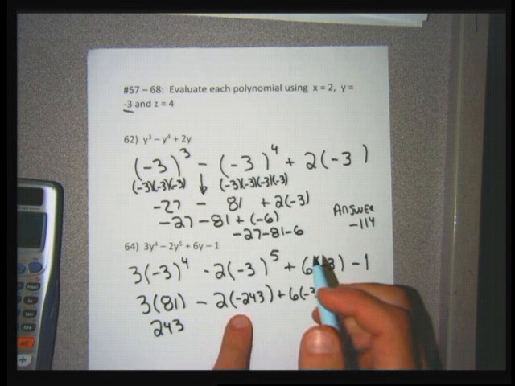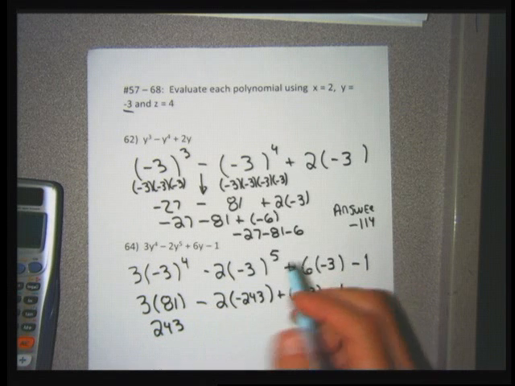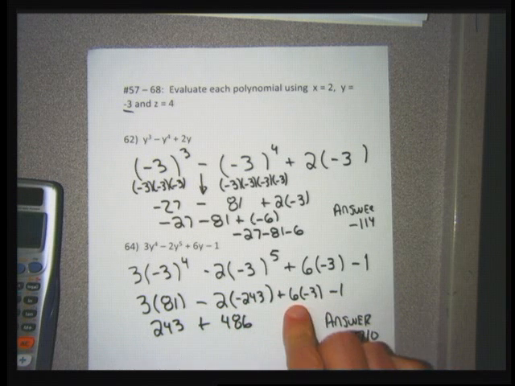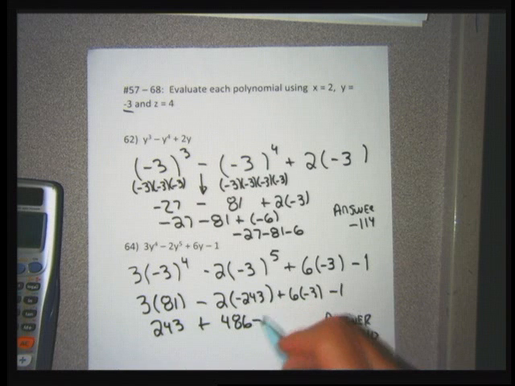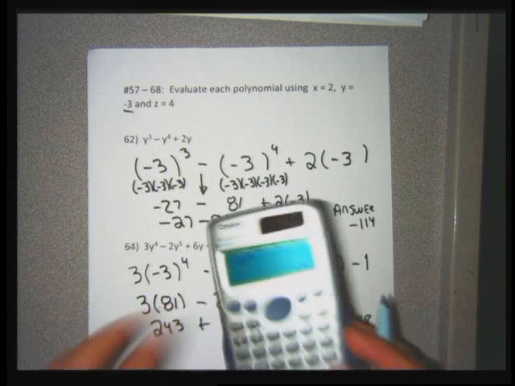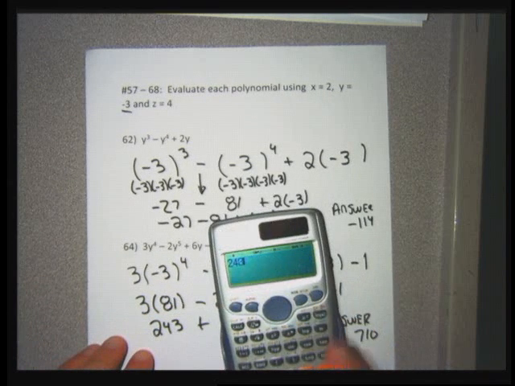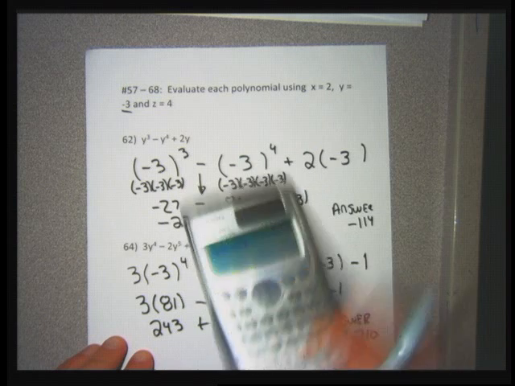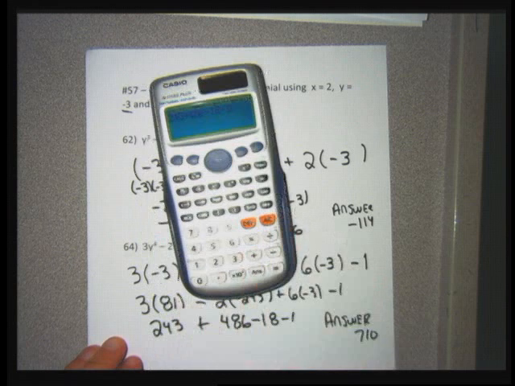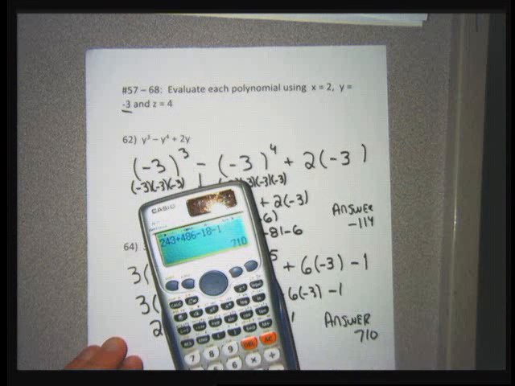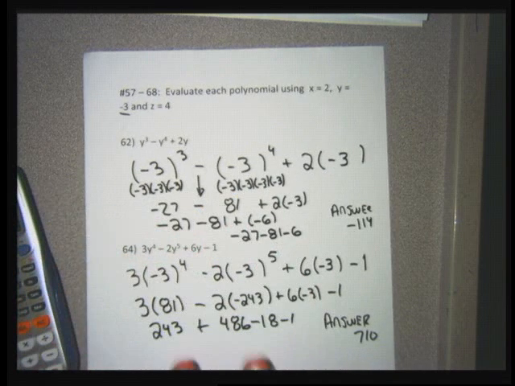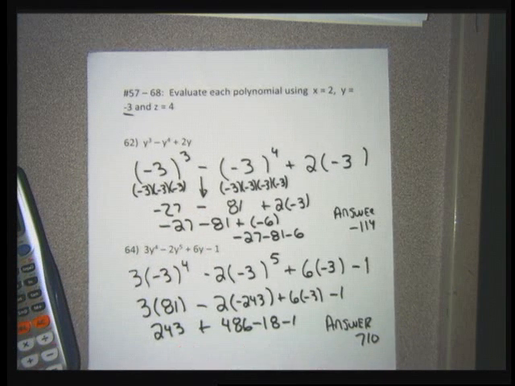The next multiplication is a double negative. Negative 2 times negative 243 is going to be positive 486. And then 6 times negative 3, I'm going to write a minus 18. And then minus 1. And then I still don't want to do that without my calculator. So I'm going to finish this up going 243 plus 486 minus 18 minus 1, which is that string that I have there. And it best equal 710, and it does. So I did it, more or less by hand perfectly, but at this point I don't care to do that by hand.